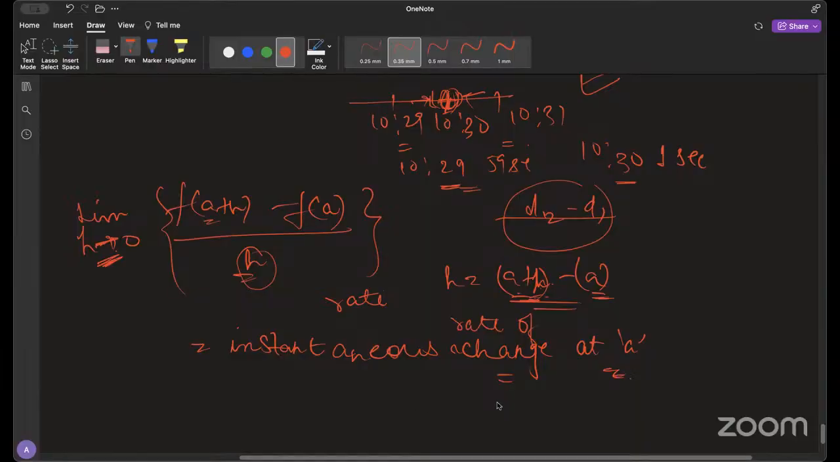Is that all right? Instantaneous basically means that when you're very, very close to this point. Let's just say, in this case, your a is 10:30. So when you're very close to your point, that's what you mean by instantaneous.